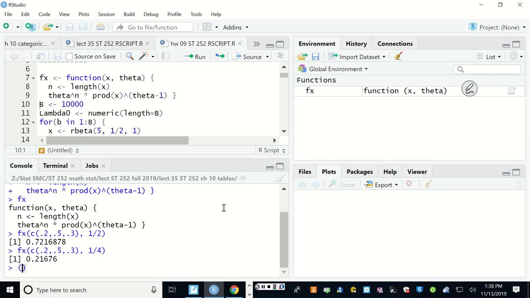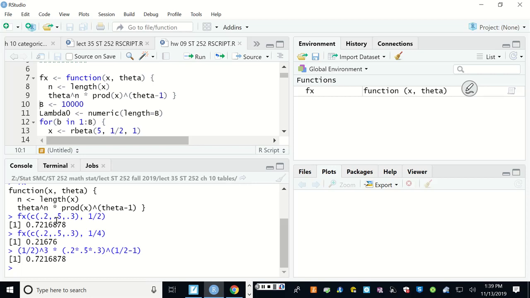If you put in 1/4, it'll give you that value. Because it's taking, say, 1/2, now there's 3 in my little example here, and then the product of those things is 0.2 times 0.5 times 0.3, and all of that raised to the 1/2 minus 1. And so that gives us, for instance, that first number. And so this is going to do something 10,000 times.